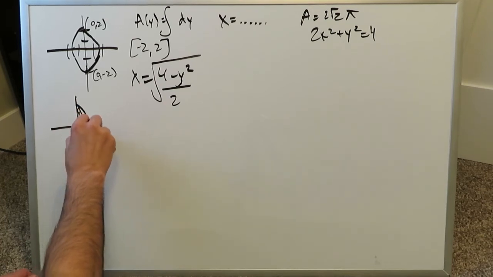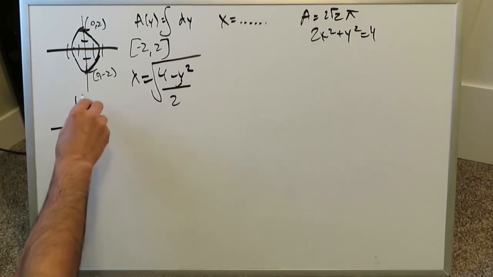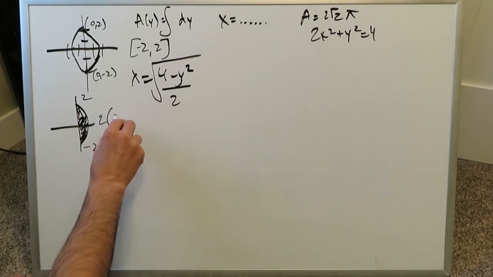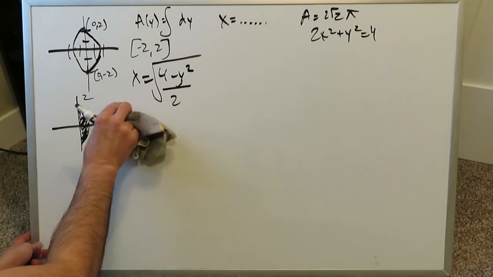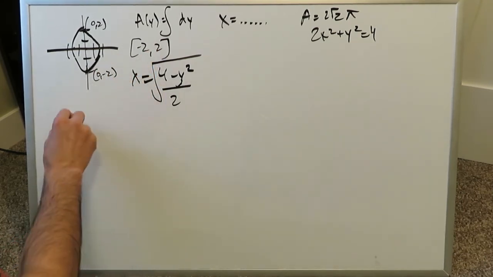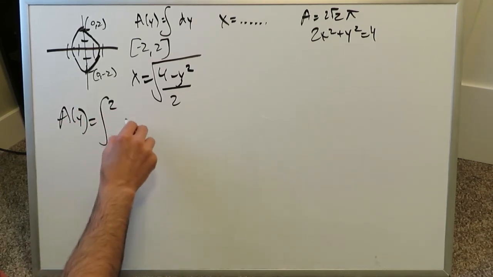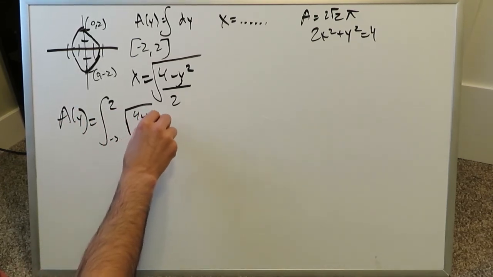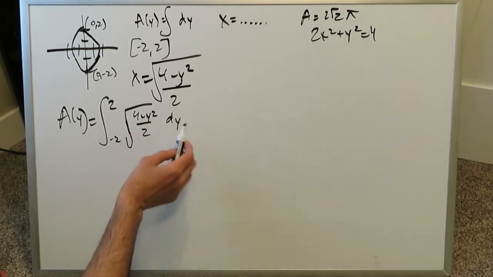So we're not looking at an even function, so we can't really modify our interval. Our interval will be just minus 2 to 2. We can't convert it to 2 times 0 to 2. We have to just keep it minus 2 to 2, which is fine. We can deal with that. Our equation will be like this: minus 2 to 2, the square root of (4 minus y squared) over 2, with respect to dy. This over 2 is all under the radical.